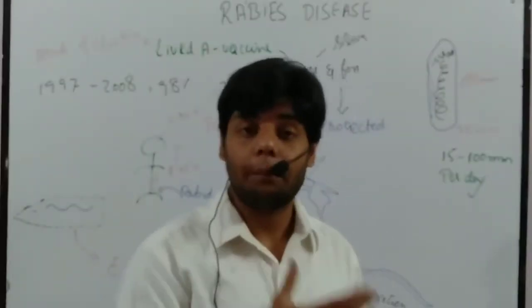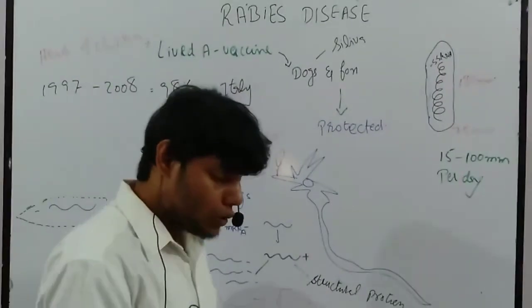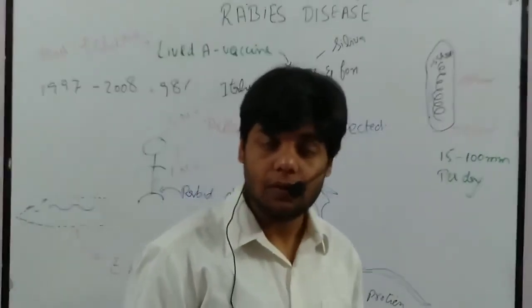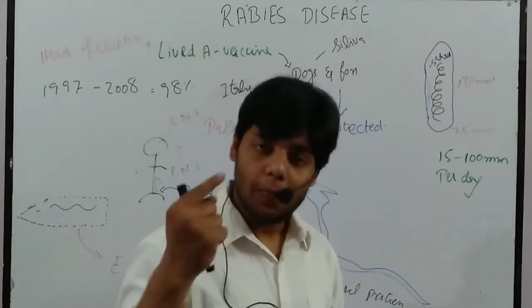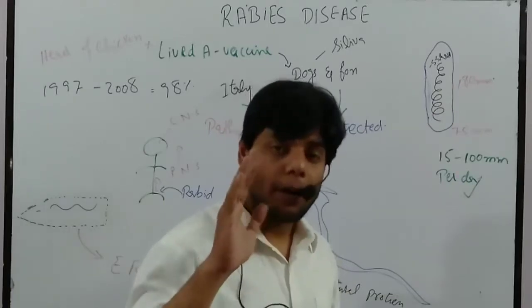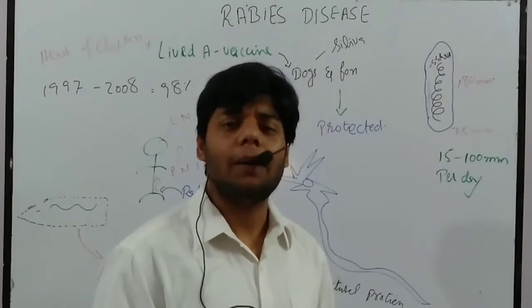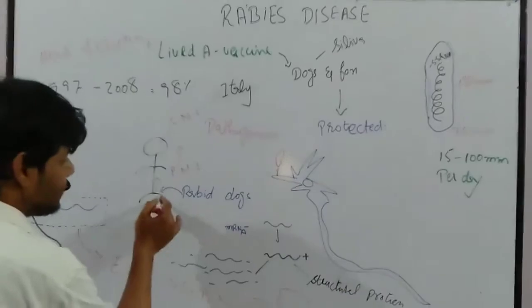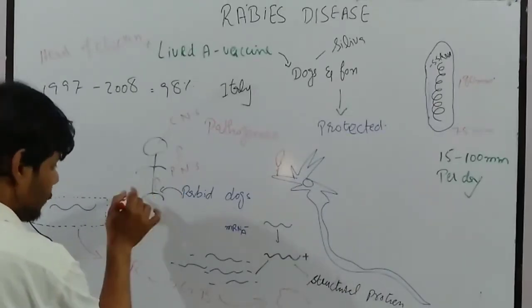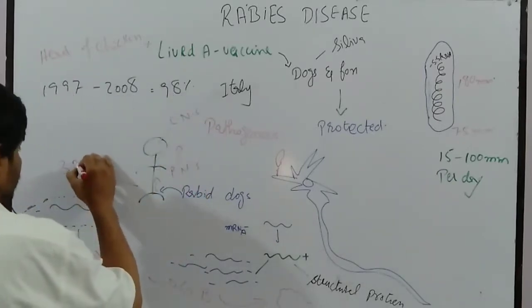But usually the sign and symptom appear depending on the incubation period of the rabies virus. If we see the incubation period of the rabies virus, it depends on the site of infection. Now, if the rabid dog bites on the leg, the incubation period may be long, it may be up to three months.